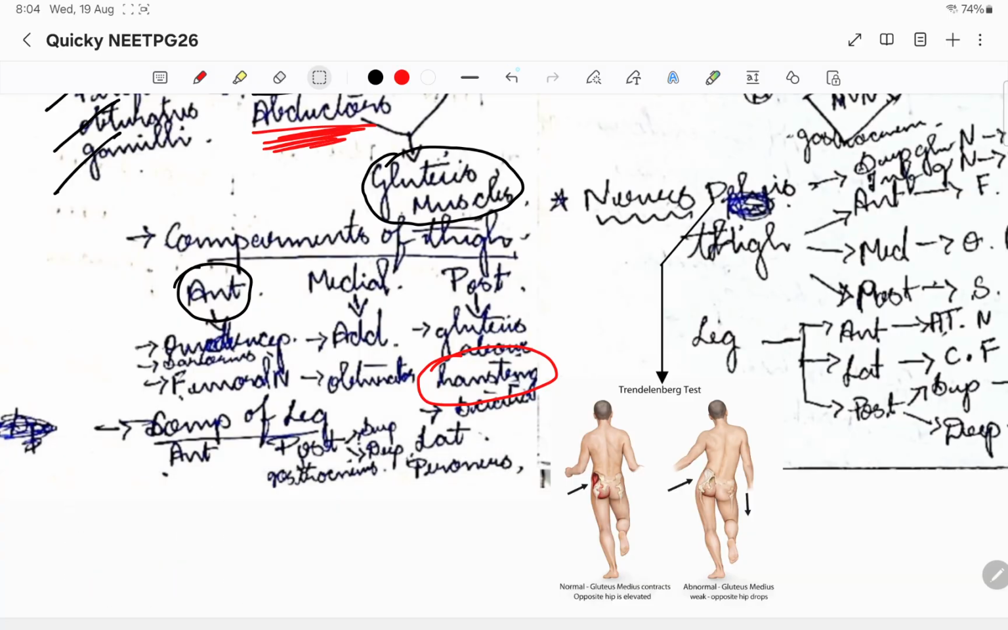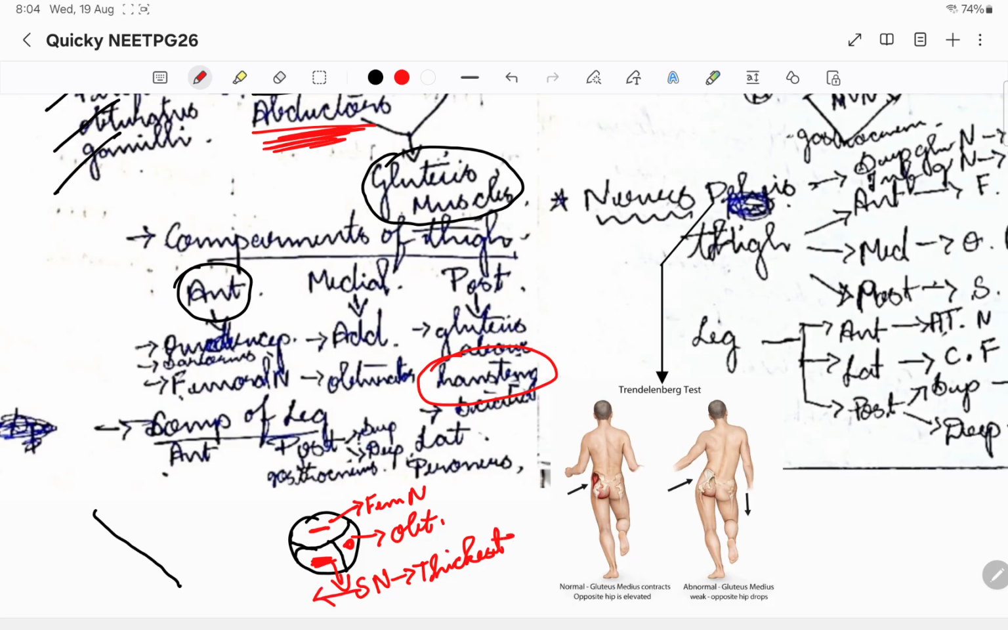So in the compartments, the important nerves that will be supplying these compartments are, in the anterior compartment it is going to be the femoral nerve, in the medial compartment it is going to be the obturator nerve, then in the posterior compartment the sciatic nerve, which is the thickest nerve in the body. The main thing, sciatica, you would have heard in your clinicals, right? Many people would come with back pain and they'll be telling the radiation till the lower foot also. This is the nerve that will be affected in disc prolapse and all these things.